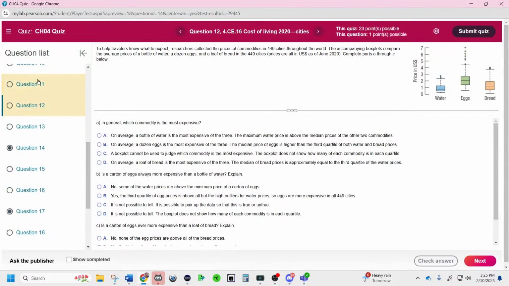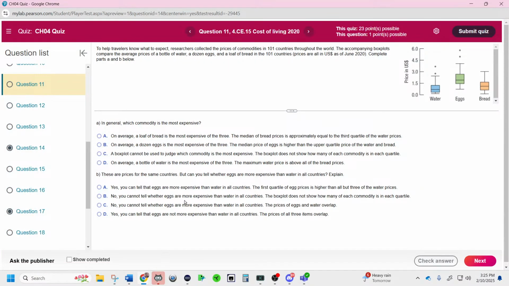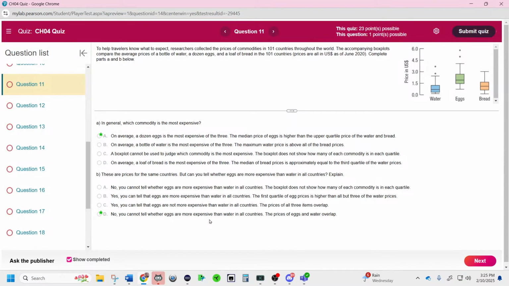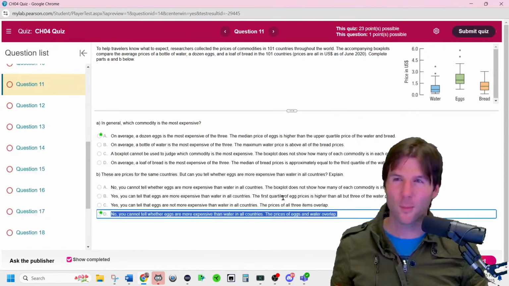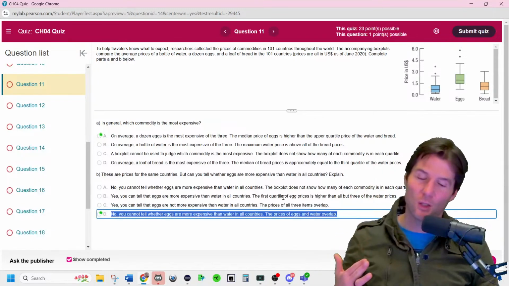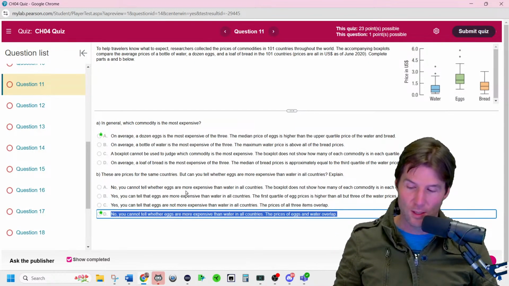And then there's another version or two of this. Same thing right here. And let's see in general which commodity is the most expensive. We've already said it's eggs. These are prices for the same countries. But can you tell whether eggs are more expensive than water in all countries? You can't, because we really can't tell the pairwise comparison. I would go for this: the box plot does not show each commodity. It's hard to say because of the overlap. You can't tell, you don't know how they pair up. So you don't know if for each country eggs cost more than water.